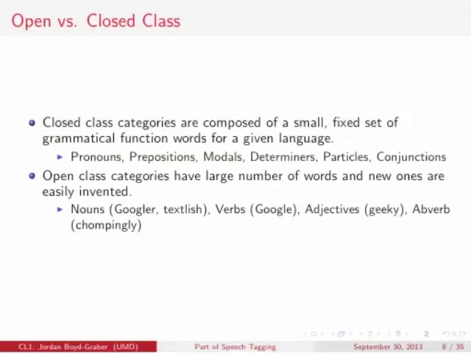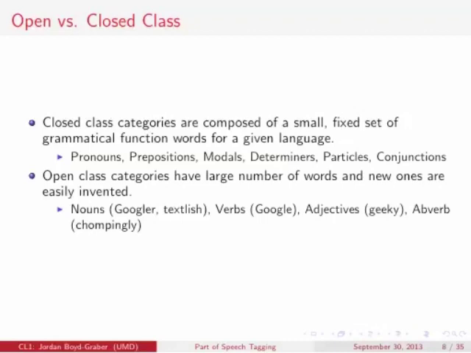One of the most common distinctions that you'll see in part-of-speech tags is between closed classes and open classes. So closed classes are words whose functions and meaning are fixed and have a very small number of words that fit in that set. So things like pronouns, prepositions, modals, determiners, particles, conjunctions. The words that fall into these categories have not changed in hundreds of years.